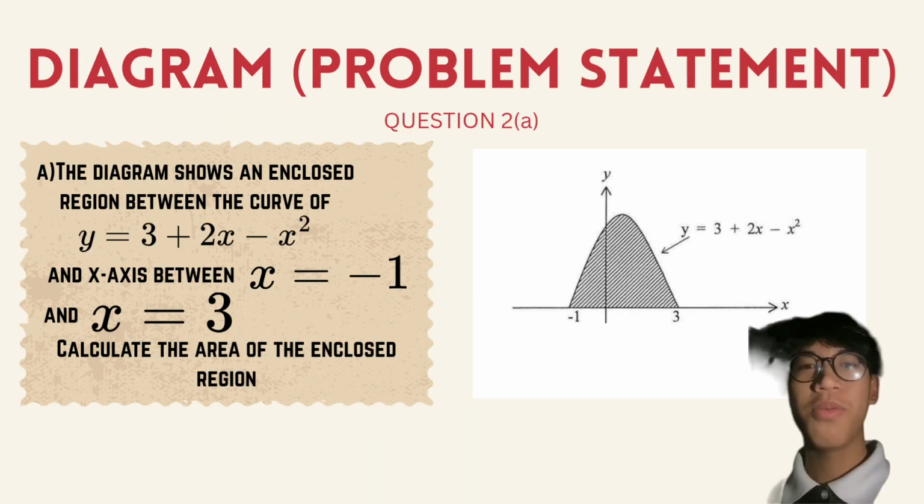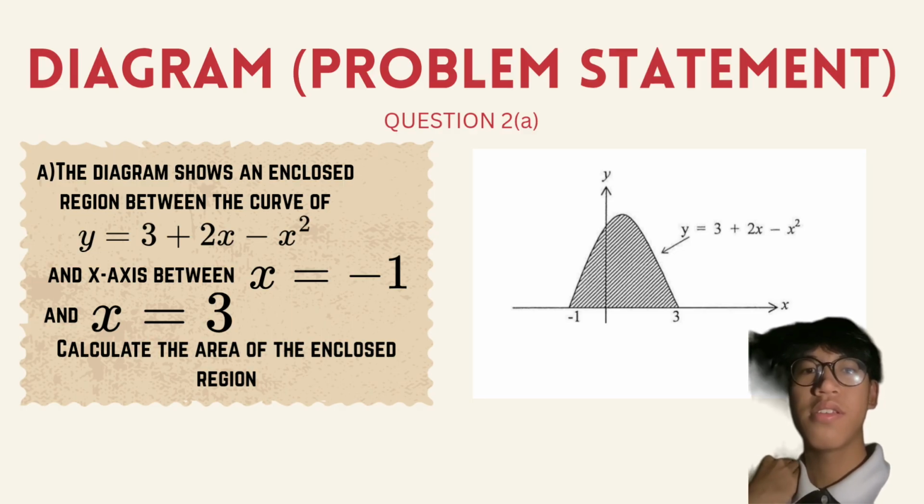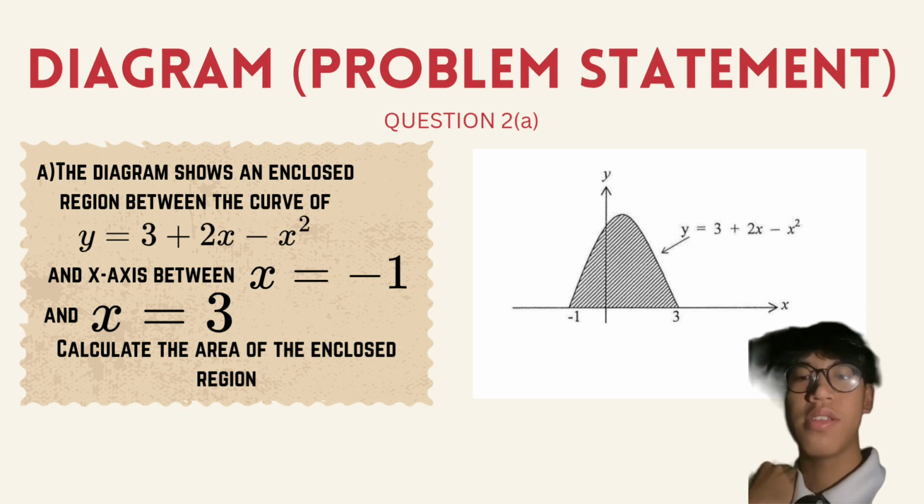For part A, we are asked to find the area under the curve y equals 3 plus 2x minus x squared from x equals minus 1 to x equals 5. Since the function crosses the x-axis at x equals minus 1 and x equals 3, we only integrate from minus 1 to 3, where the curve is above the x-axis.